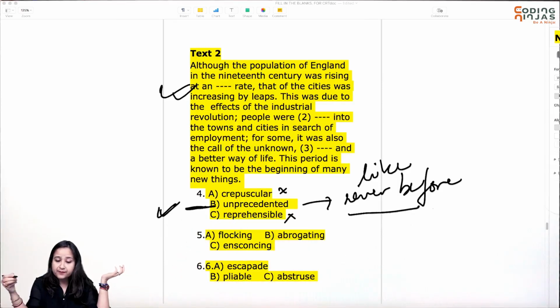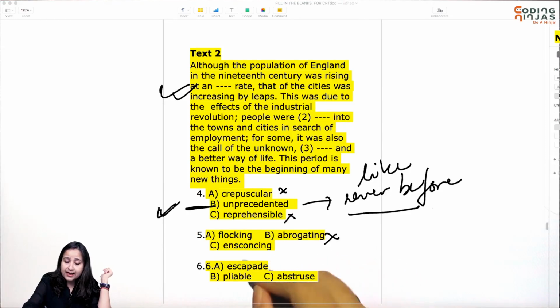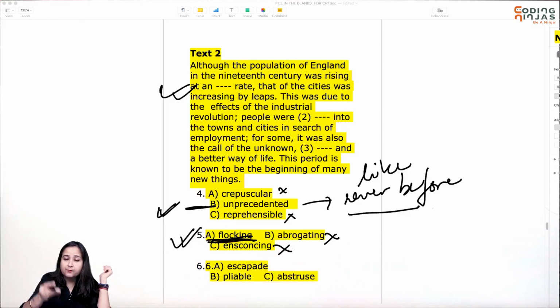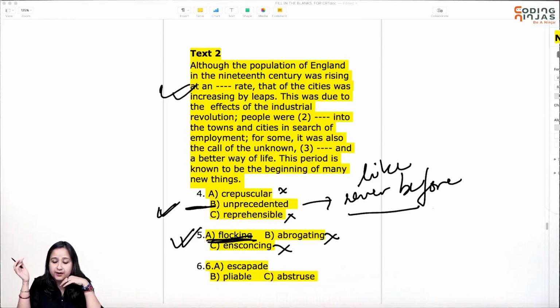This was due to the effects of the Industrial Revolution. People were now moving into towns and cities in search of employment. Abrogate is something else, no. Escorning is putting inside something, no. Flocking to towns, moving to towns and cities, flocking. In groups they were going, so flocking to towns and cities in search of employment.